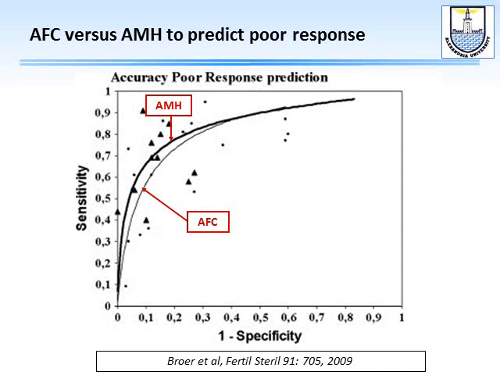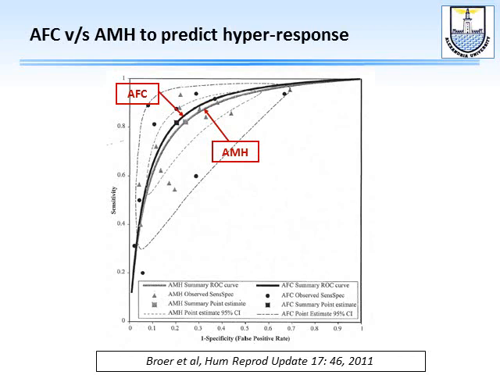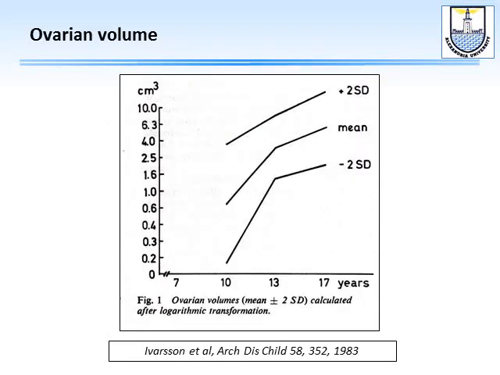And as you can see here, if you're trying to predict poor response, the AMH has a slight edge over AFC. On the contrary, if you want to predict hyper response, AFC has a very slight edge over AMH, but both of them are really good predictors.